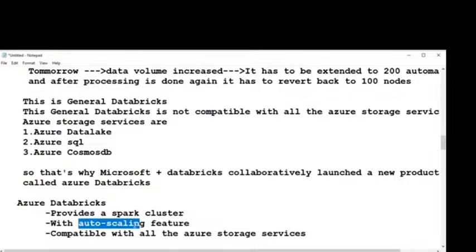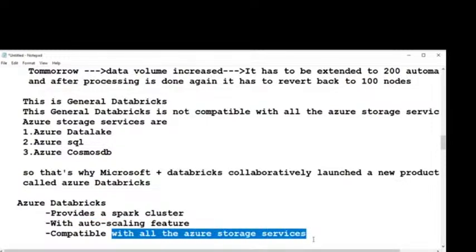More data, it will increase to 60, or up to 40 or 50, or however much is required. It will auto scale. And once the work is done, it will come back to 30. That is auto scaling. Whenever more workers are required, it will use them. Otherwise, it will go with the normal. And that too is compatible with all the Azure storage services. That is what Azure Databricks is.